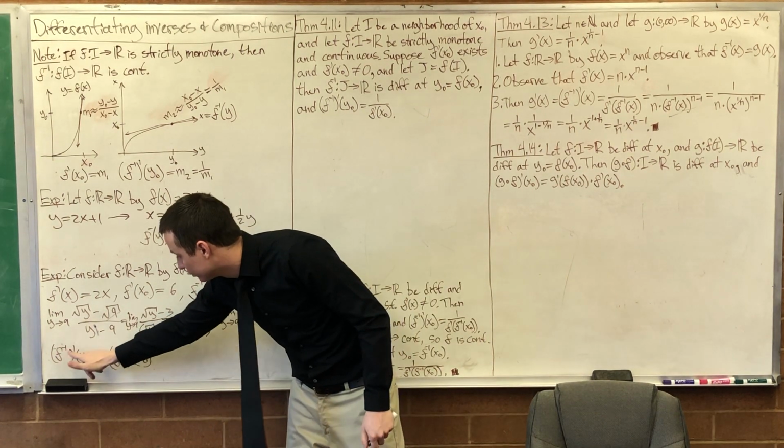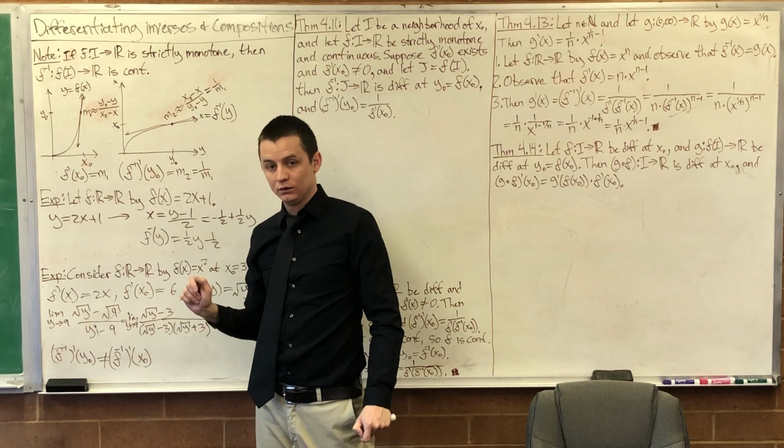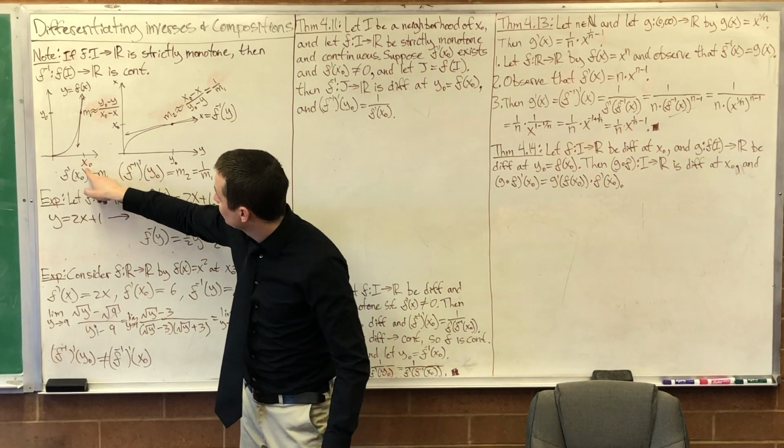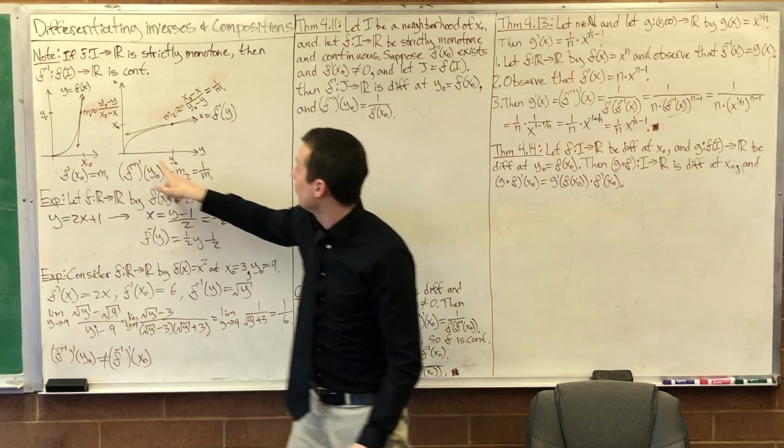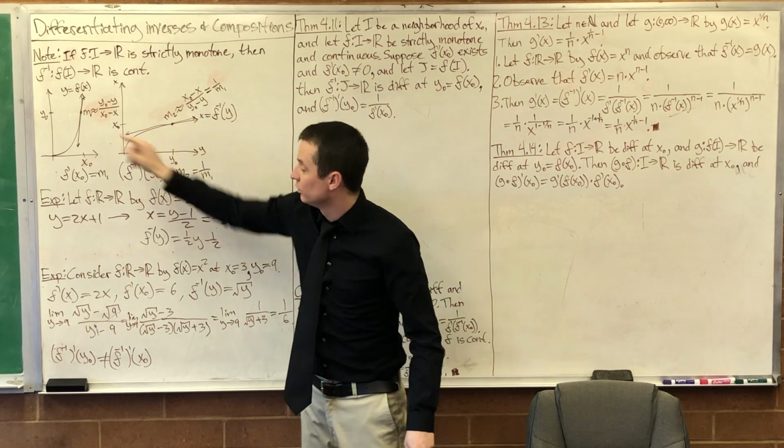It's f inverse prime of y naught. When I plug x naught into the function, I get y naught out. I have to plug y naught into that inverse function to get x naught out.